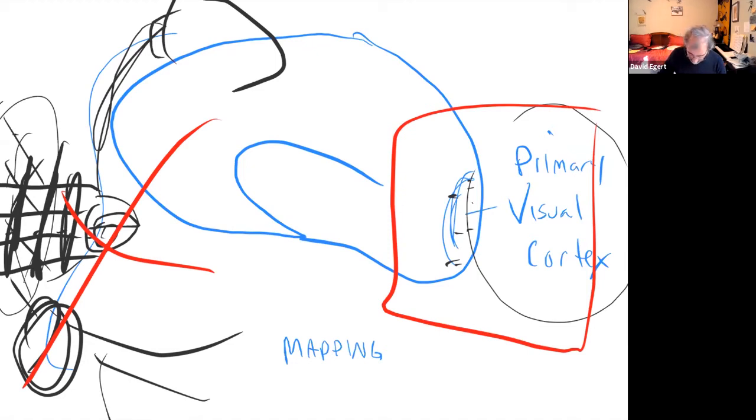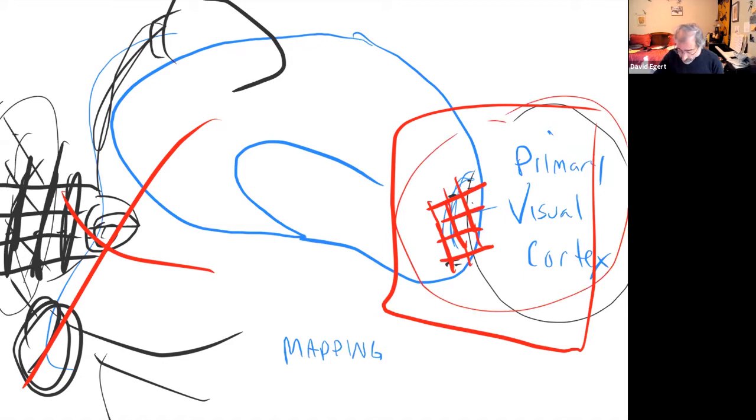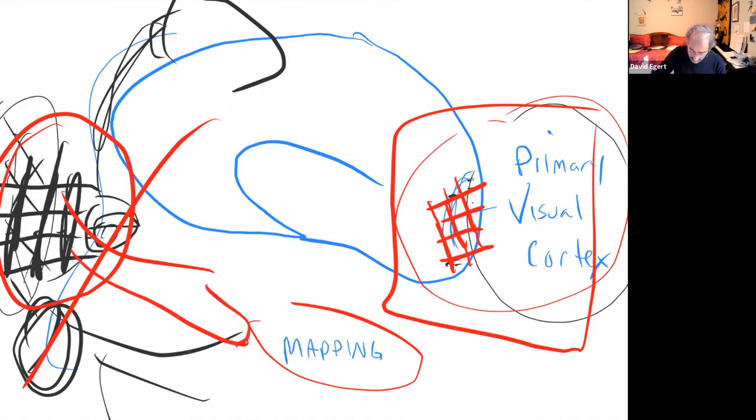What they found was basically a grid work on the primary visual cortex in terms of which neurons are responding to the actual view of this grid. So that's what this mapping is. There's a correspondence between the actual stimulus and how it's being represented in the cortex here.